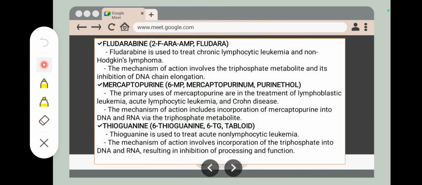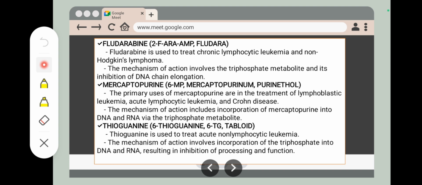Another drug is known as fludarabine, or also known as 2F-ARA-AMP, or known as Fludara. So fludarabine is used to treat chronic lymphocytic leukemia and non-Hodgkin's lymphoma. And the mechanism of action involves the triphosphate metabolite and its inhibition of DNA chain elongation.